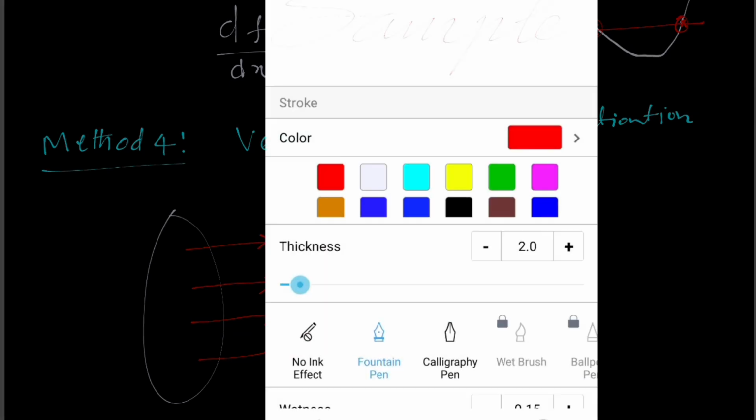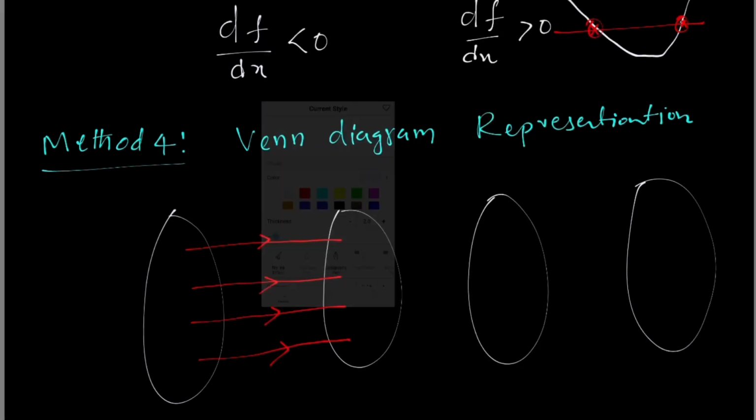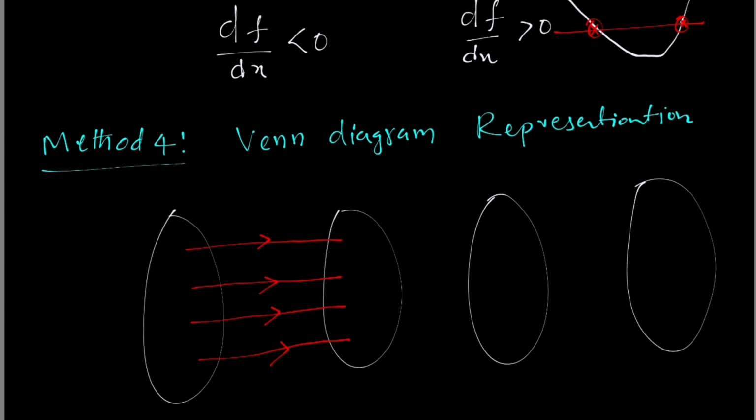In the Venn diagram, meaning the set A and set B, the set of domain and set of codomain, if one or more than one element is mapping to the same element, then you can say the function is a many one function.